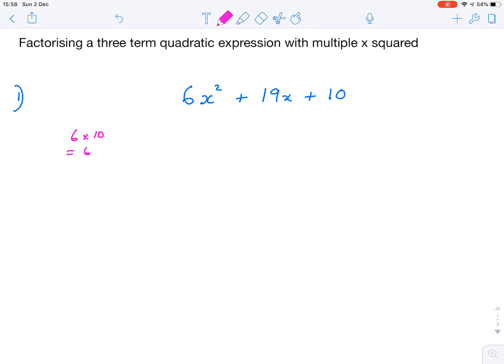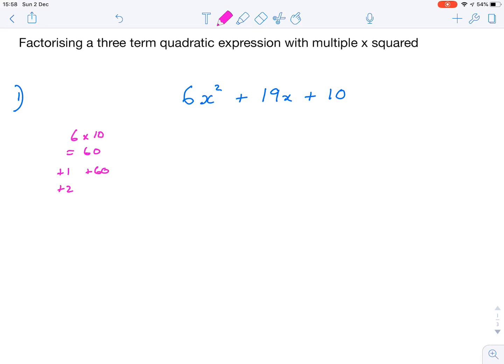is equal to 60. And then we look for factors of 60 that add up to the number in front of the x, the middle term. So I want factors of 60 that add up to 19. Well, I could have plus 1 times plus 60. Everything's positive here, so there's no point trying any negatives.